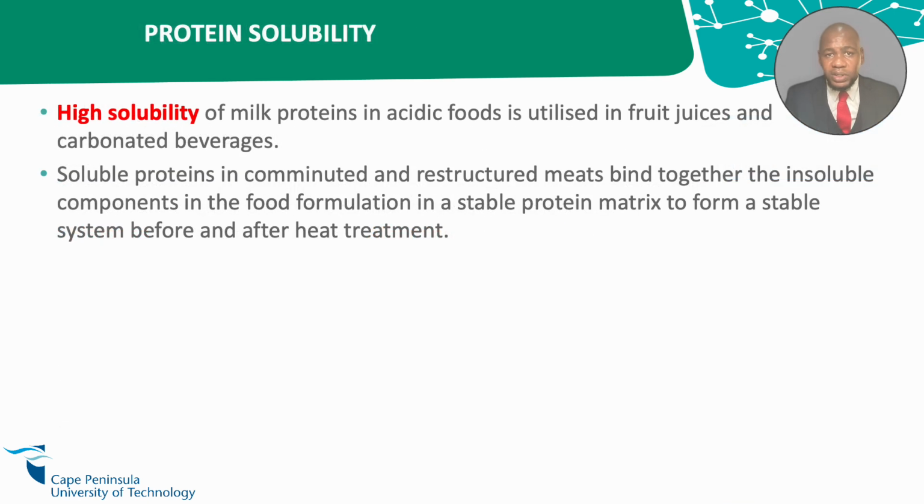Protein from milk, specifically casein, is sometimes used in fruit juices and carbonated beverages. This is because of its unique solubility properties. Casein has the ability to form stable colloidal suspensions, which means it can disperse evenly throughout a liquid without clumping or separating.